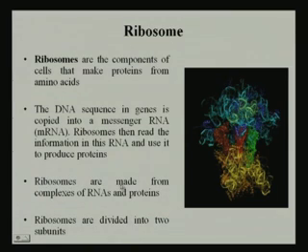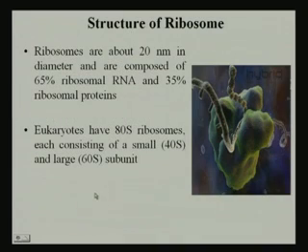Ribosomes are made from complex RNA and protein, and they have two major subunits. If we see the composition, it is composed of 65% ribosomal RNA and 35% ribosomal protein, and the ribosome is about 20 nanometers in diameter.